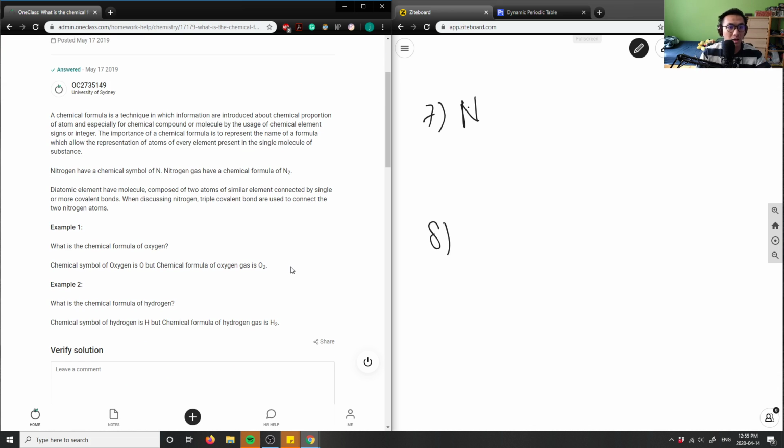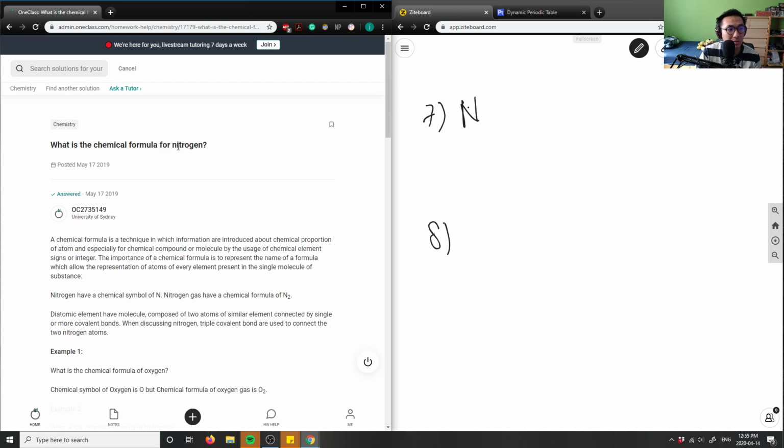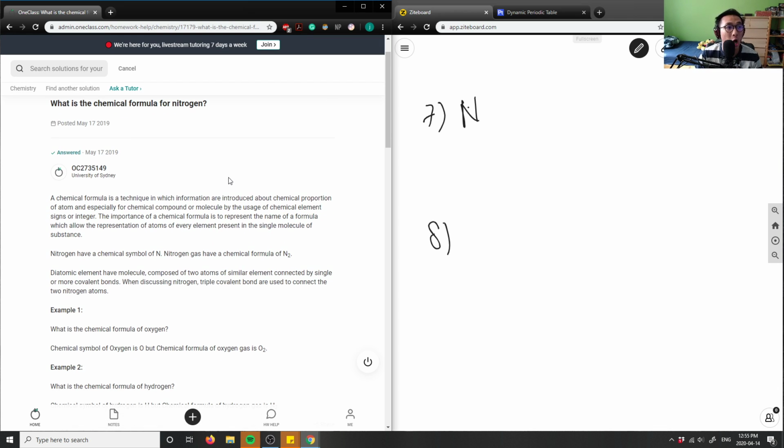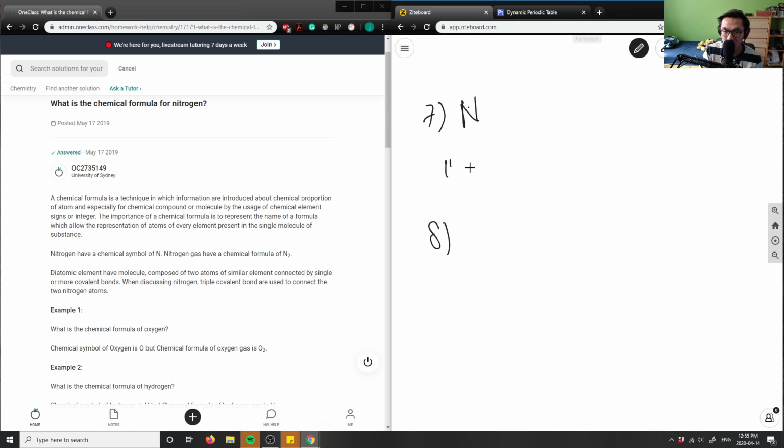So here, they said the chemical formula technique introduced chemical proportions. That's good. Nitrogen has a symbol of N. Nitrogen gas has the chemical formula N2, right? So they asked for the chemical formula for nitrogen, but nitrogen gas, as we know, is a diatomic molecule, right? So if you remember HOFBrINCl, or if I write down HOFBrINCl, what this is, is a mnemonic to help us memorize our diatomic molecules.